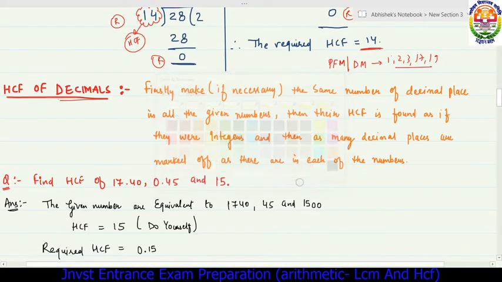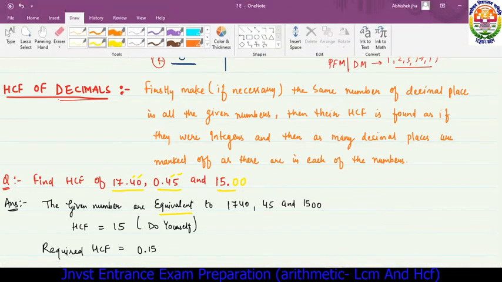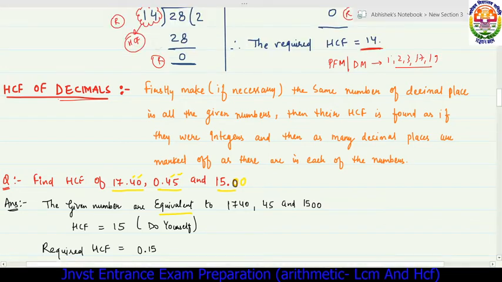The question says find out the HCF of 17.40, 0.45 and 15 point nothing. First of all, we will convert the decimal portion into a pure number. After seeing this, 17.40: after how many decimal places is the point? After 2 decimals. Where there is nothing after the point, we can put 0 0. We will put 0 0 after the decimal.